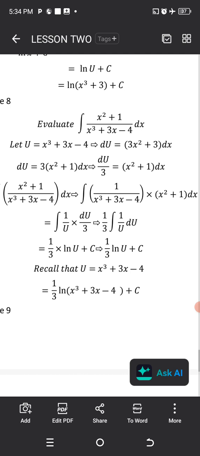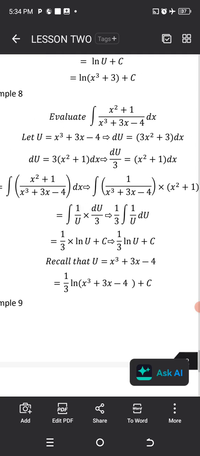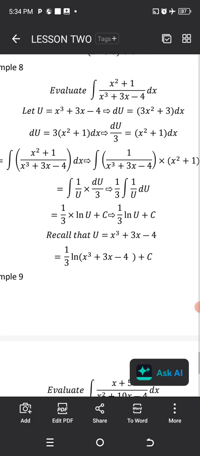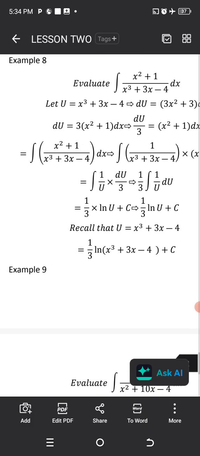We've done something relating to 1 over u integration, which is going to eventually give you ln u. So that's why we have 1 over 3 multiplied by ln u plus c. Recall that u equals s raised to power 3 plus 3s minus 4. So we replace u with it in the last line for that example, which gives 1 over 3 ln of s raised to power 3 plus 3s minus 4, plus c.